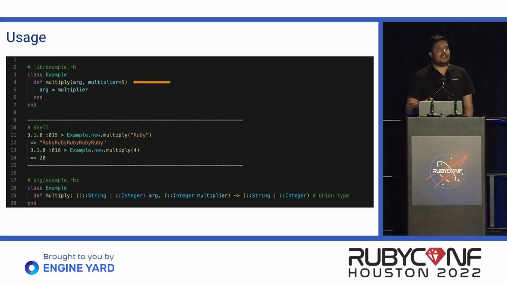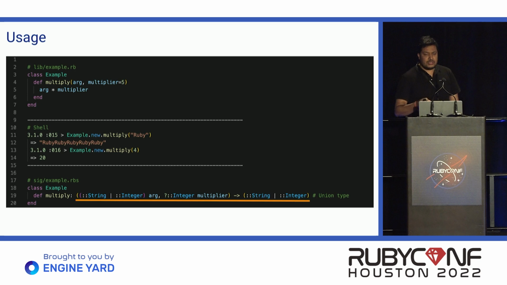So to handle these kinds of cases, RBS has introduced union type. If you see the signature for this particular function at line number 19, the first argument arg can be either string or integer, and then we have an optional attribute of integer, which is the multiplier. And the return type, again, can be either string or integer type.